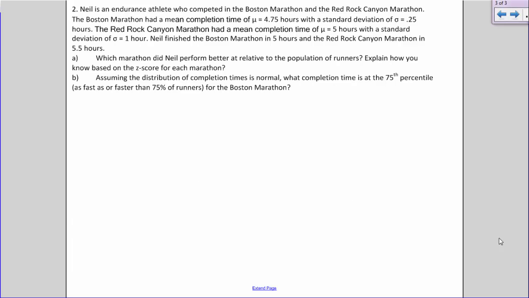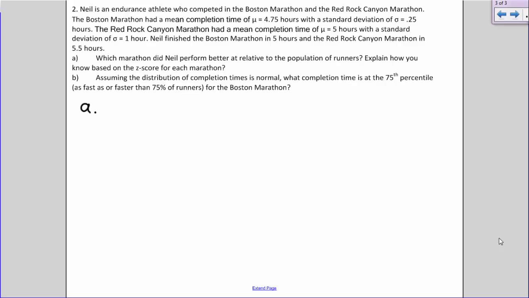All right, so now let's use z-scores to compare Neil's marathon performance for the Red Rock Canyon Marathon to his performance for the Boston Marathon. Remember, z-scores are great if you want to make comparisons based on scores relative to their distribution, but they're coming from different distributions. It allows you to make an apples to apples comparison with something that started off apples to oranges. After we do that, I'm going to show you how you can use z-scores in the unit normal table to figure out which completion time is at the 75th percentile of all runners in the Boston Marathon. Okay, so let's start with part A.